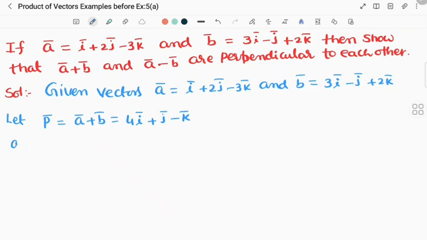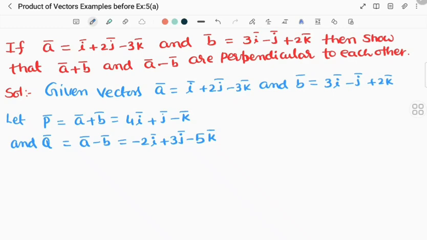And q bar equal to a bar minus b bar. So one vector is subtracted from the other vector. i bar minus 3i bar, so minus 2i bar. 2j bar minus of minus 2j plus j, so plus 3j. Minus 3k minus 2k, minus 5k.